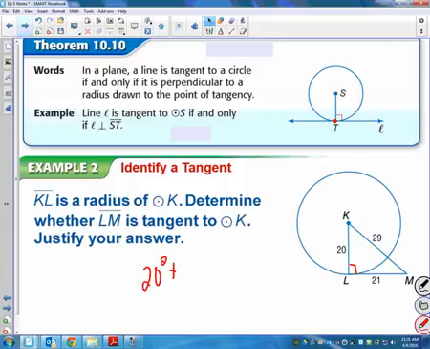Yeah, so to prove it's a right triangle, we could just say 20 squared plus 21 squared has to equal 29 squared. Pythagorean theorem says if that's true, then it is a right triangle. So we just have to show that that's true. And that's justify your answer. If you show that, that's enough. You don't have to write it all out. We could write a lot more out there.